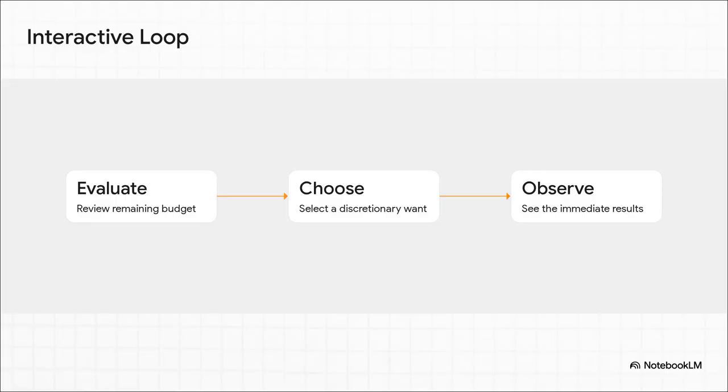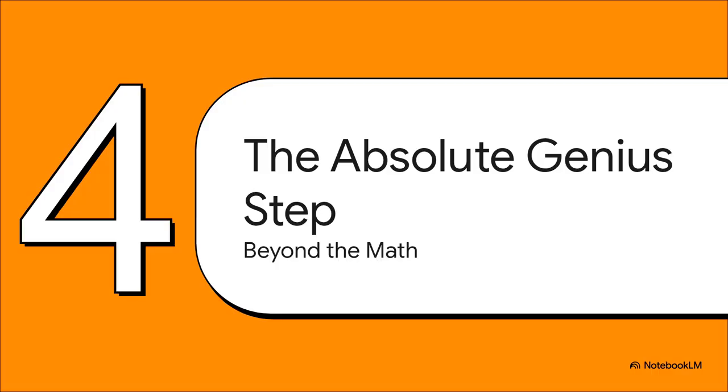The game uses this brilliant interactive loop. Step 1, evaluate the remaining budget. Step 2, make an active choice on that discretionary want. And step 3, observe the immediate results. Because they can instantly see their final budget adjust right before their eyes, learners grasp that cause and effect in real time. Next up, part 4, the absolute genius step.